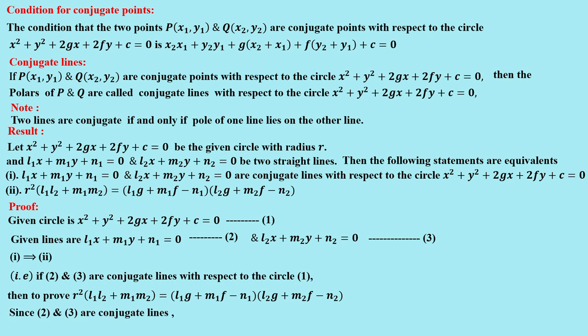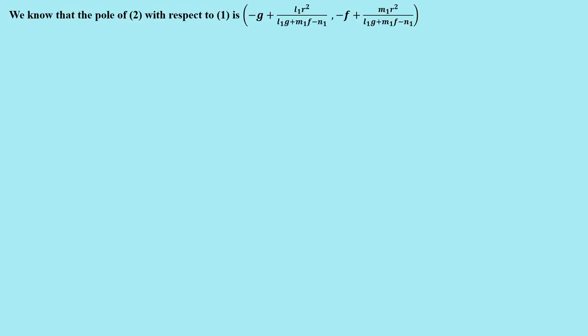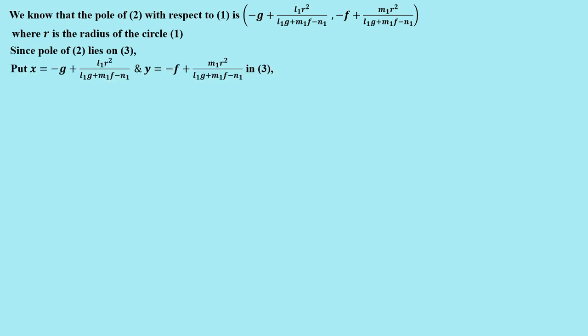So since 2 and 3 are conjugate lines, by the definition, pole of 2 lies on 3. We know pole of 2 with respect to 1 is (minus G plus L1 r square by L1G plus M1F minus N1, minus F plus M1 r square by L1G plus M1F minus N1), where r is the radius of the circle 1. Since pole of 2 lies on 3, put x equal to minus G plus L1 r square by L1G plus M1F minus N1 and y equal to minus F plus M1 r square by L1G plus M1F minus N1 in equation number 3.